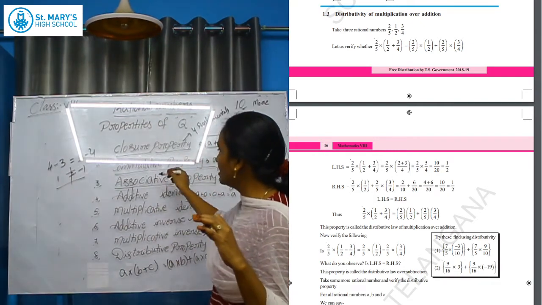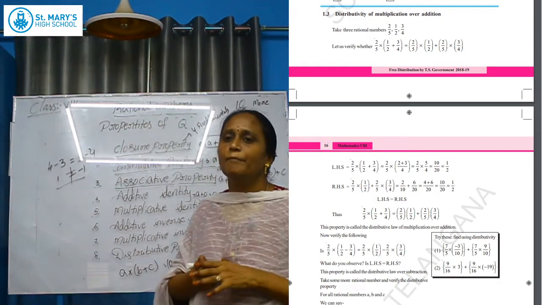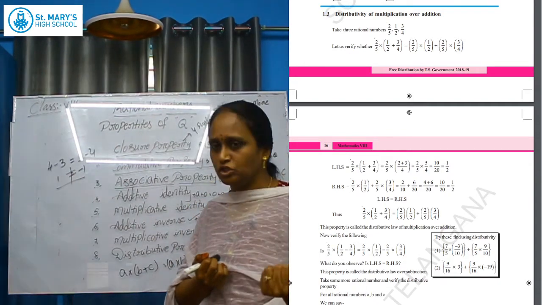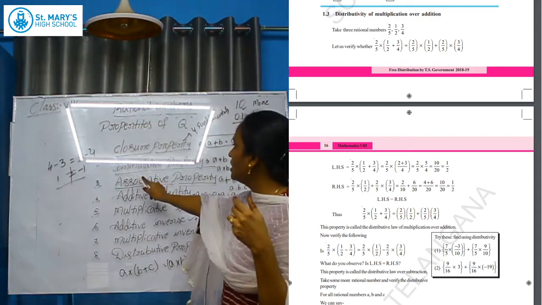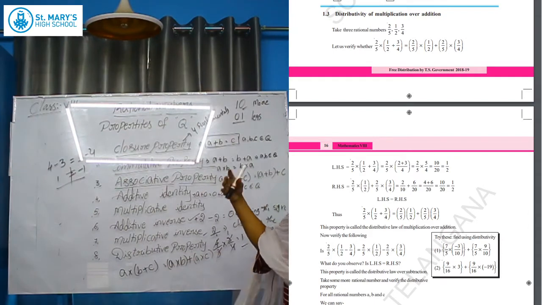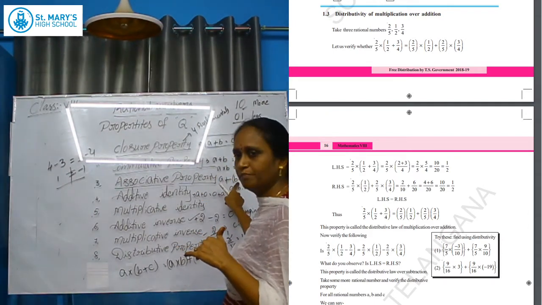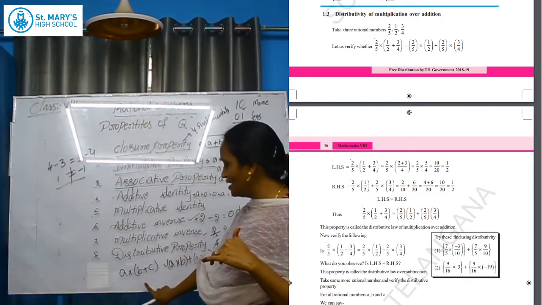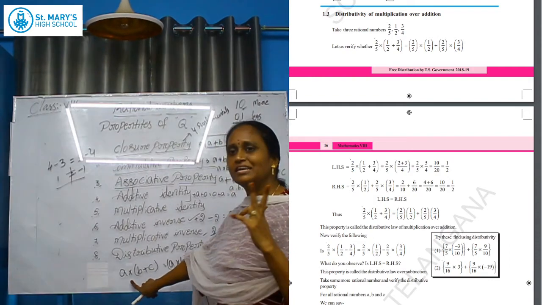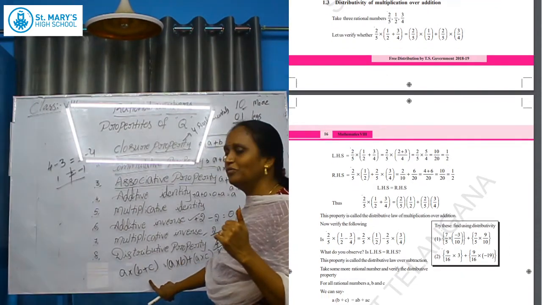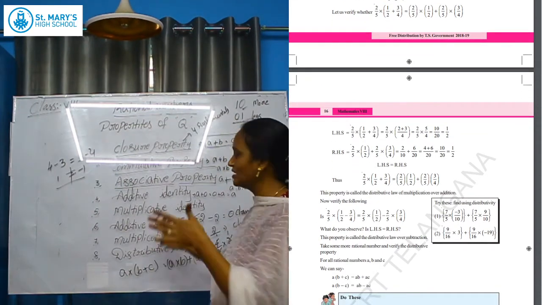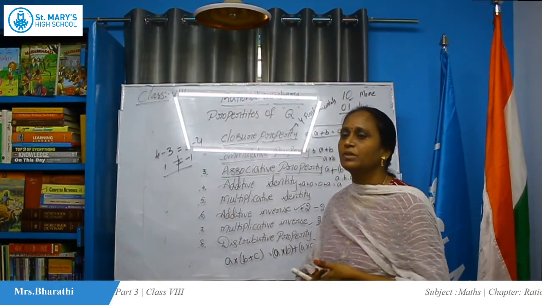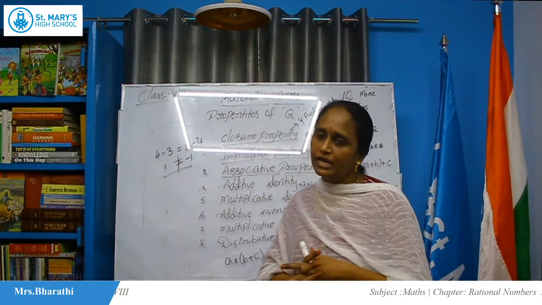So just see the associative property and the distributive property. By seeing the symbols, we can directly identify whether it is the associative or the distributive property. In the associative property, inside and outside the bracket both symbols are the same. But in the distributive property, outside and inside are different: inside we have plus and outside is multiplication. This is how we can identify them. These are the properties of rational numbers.